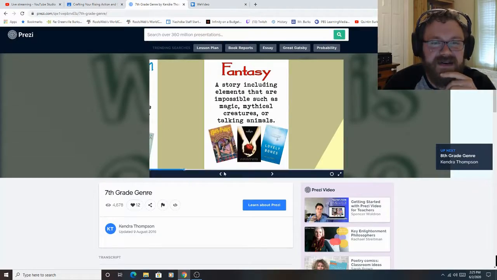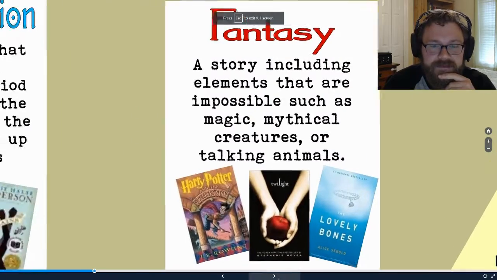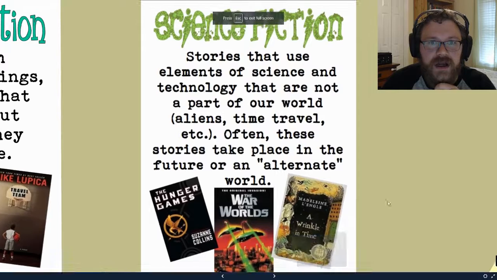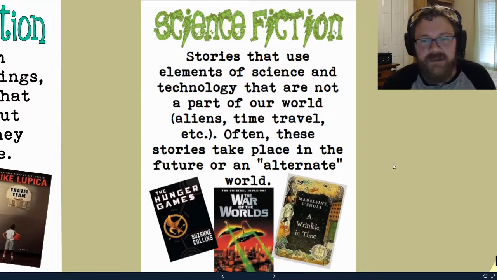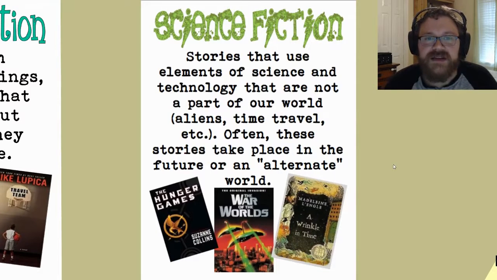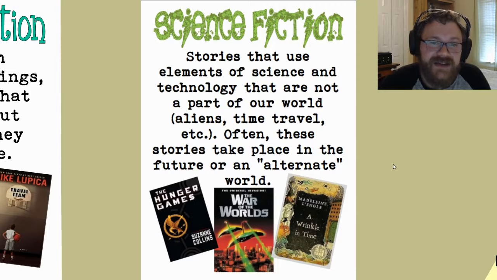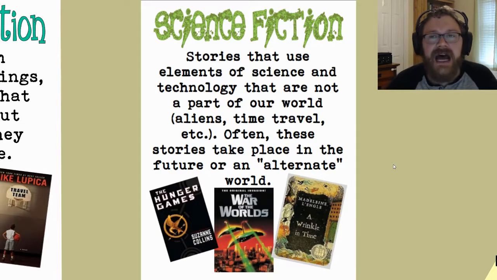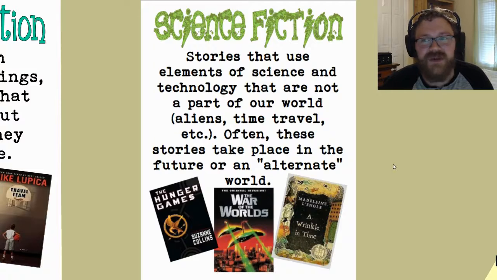So let's continue to go here. We're going to go now to science fiction, which is another beloved one for sure. These are stories that use elements of science and technology that are not a part of the real world. So they feel a lot like fantasy, but they usually take place in like a future. Oftentimes our dystopian pieces are science fiction because they take place in the future. And much of the amazing or out of this world things that happen are not magical, but they're based off of advanced science, right?